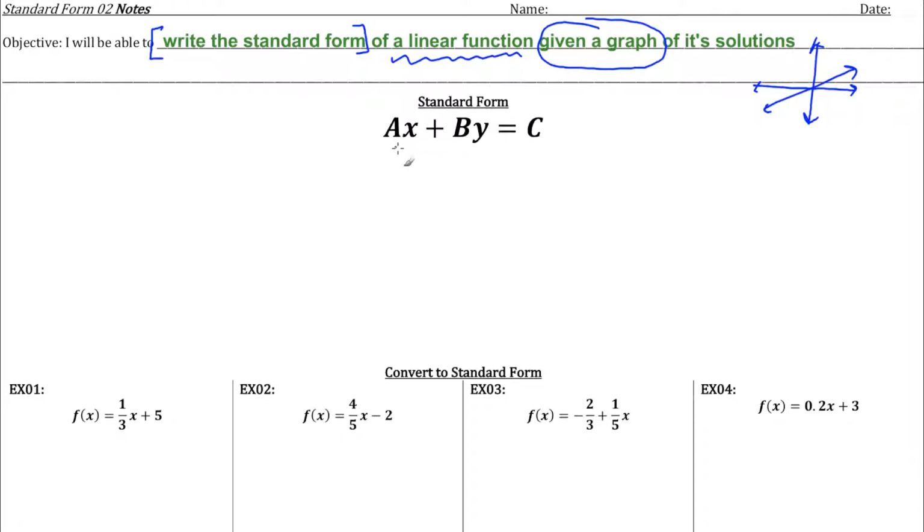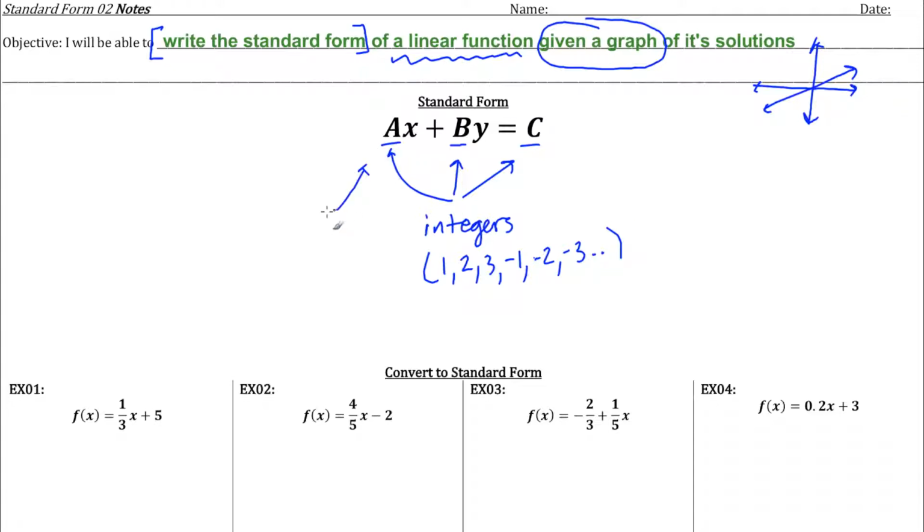So standard form. Remember that A, B, and C are all integers, which means like 1, 2, 3, -1, -2, -3, etc. And A is special because usually it's positive, so it's usually not negative. Now, does this stuff really matter? Kind of not, but this is just how you'll see it most of the time.